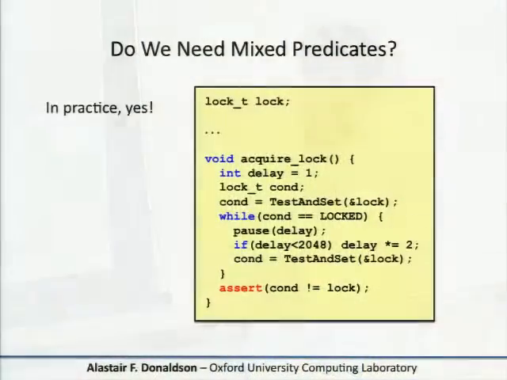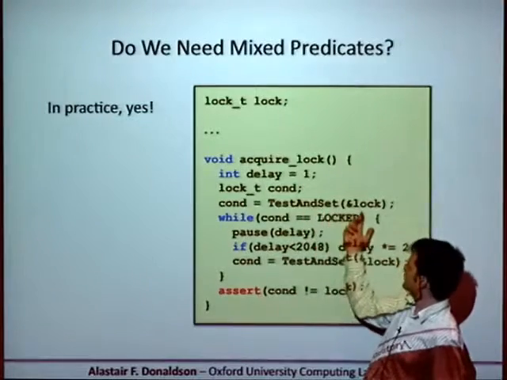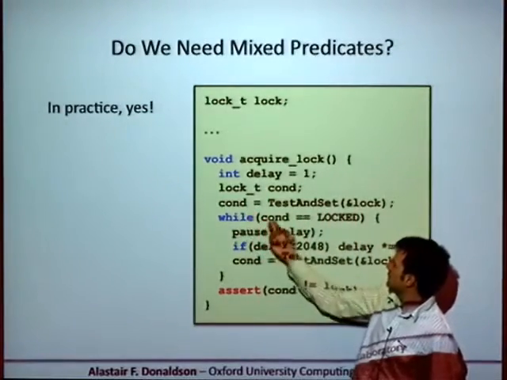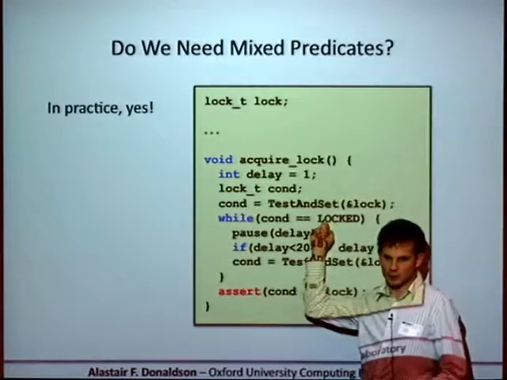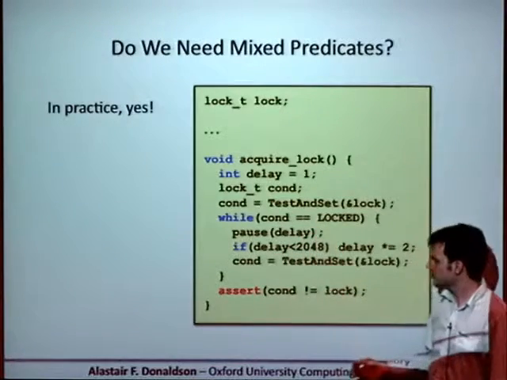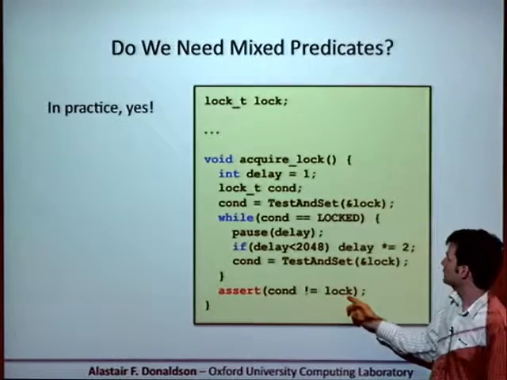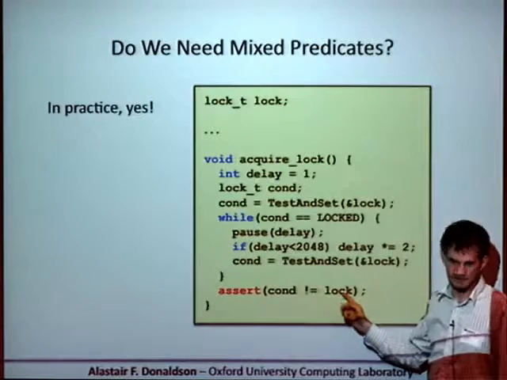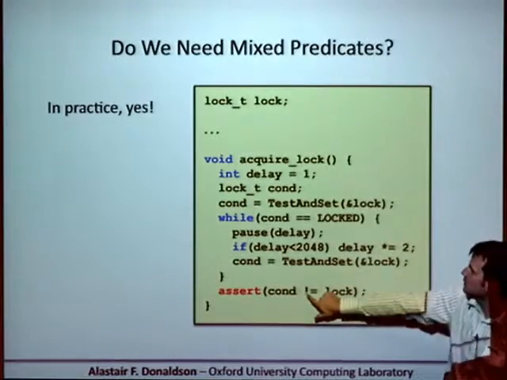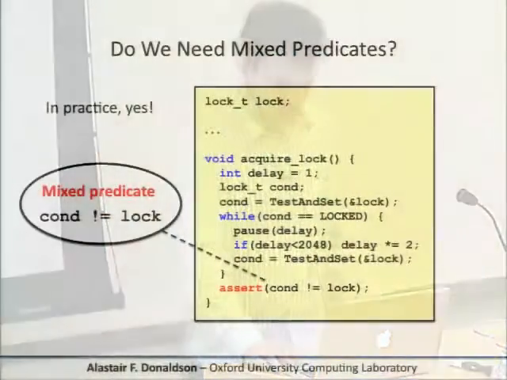Okay. And then in practice also, let's have a look at this example of building a lock acquire using test and set. In this example, we do test and set on this lock variable to get back a condition, right? And if the condition is locked, then we know that the lock was already held. So we do this exponential backoff and redo this. What we want to assert is that once we have successfully acquired the lock, the condition should not be equal to locked. And this is something we would represent very naturally by a mixed predicate. Lock is a global variable, cond is a local variable. So these mixed predicates, not only do we need them in theory, but in practice they are useful for these sorts of examples.